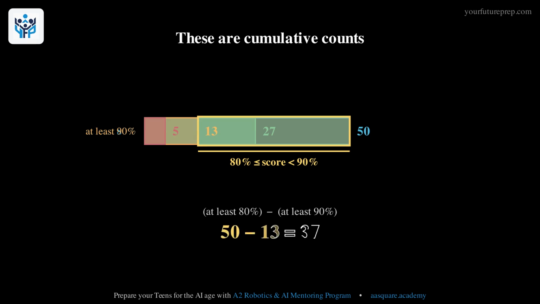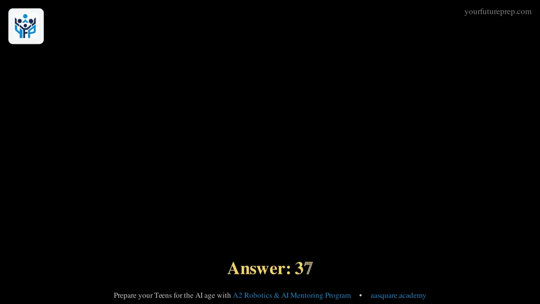So we subtract: 50 who scored at least 80%, minus 13 who scored at least 90%, leaves 37 students. 37 students scored at least 80% and less than 90%.